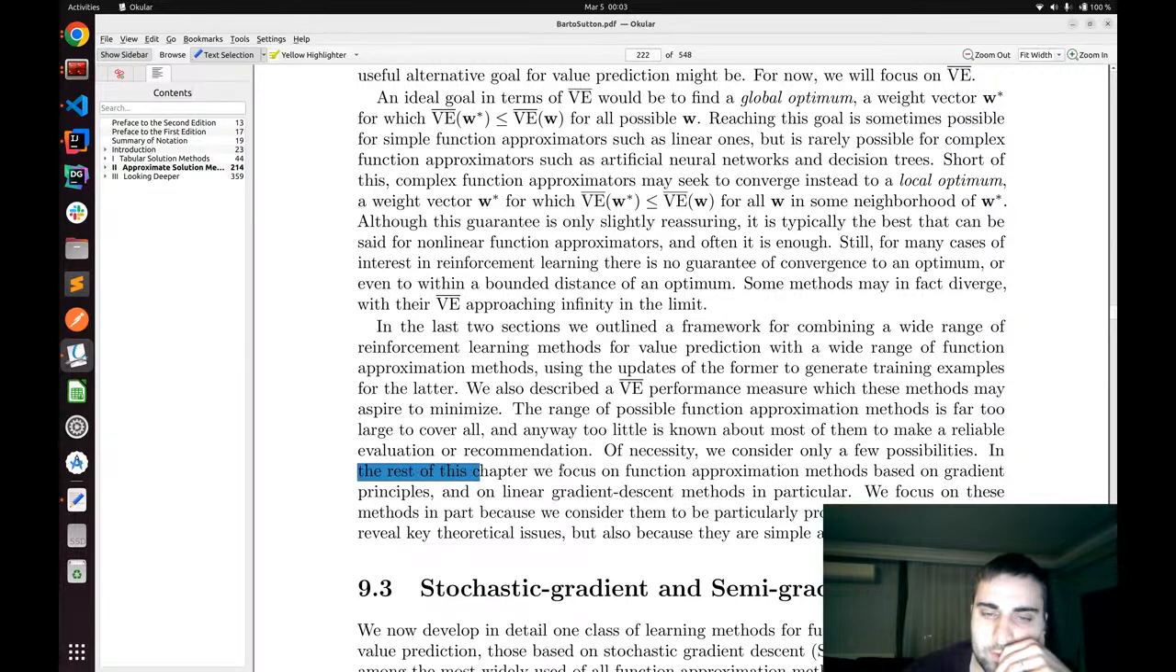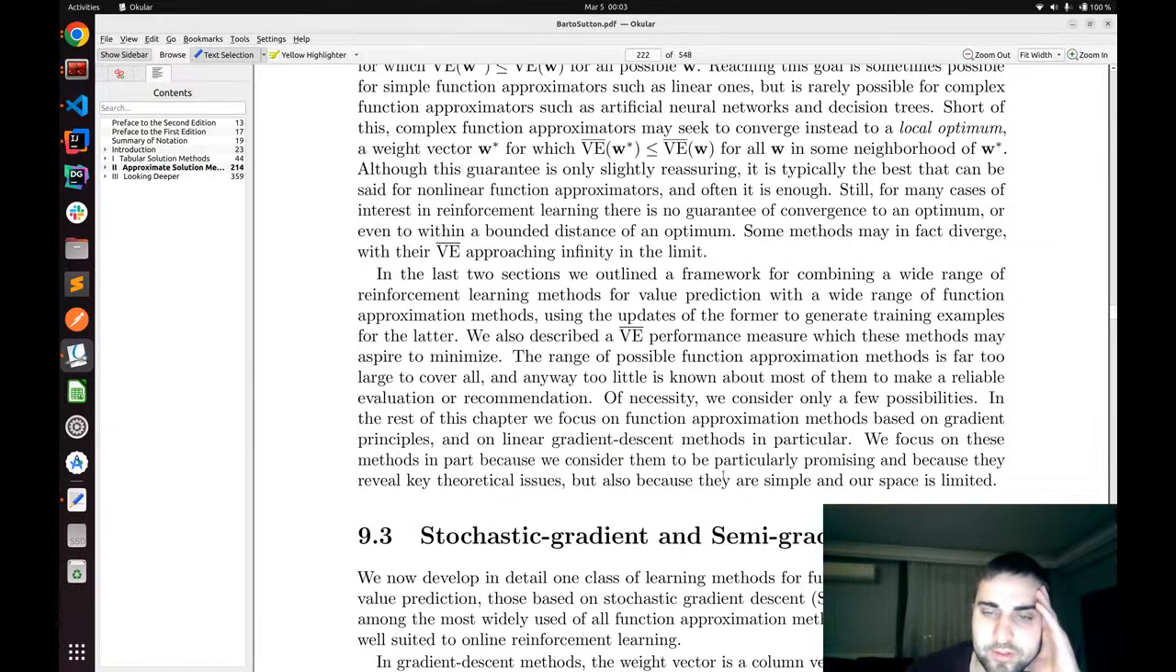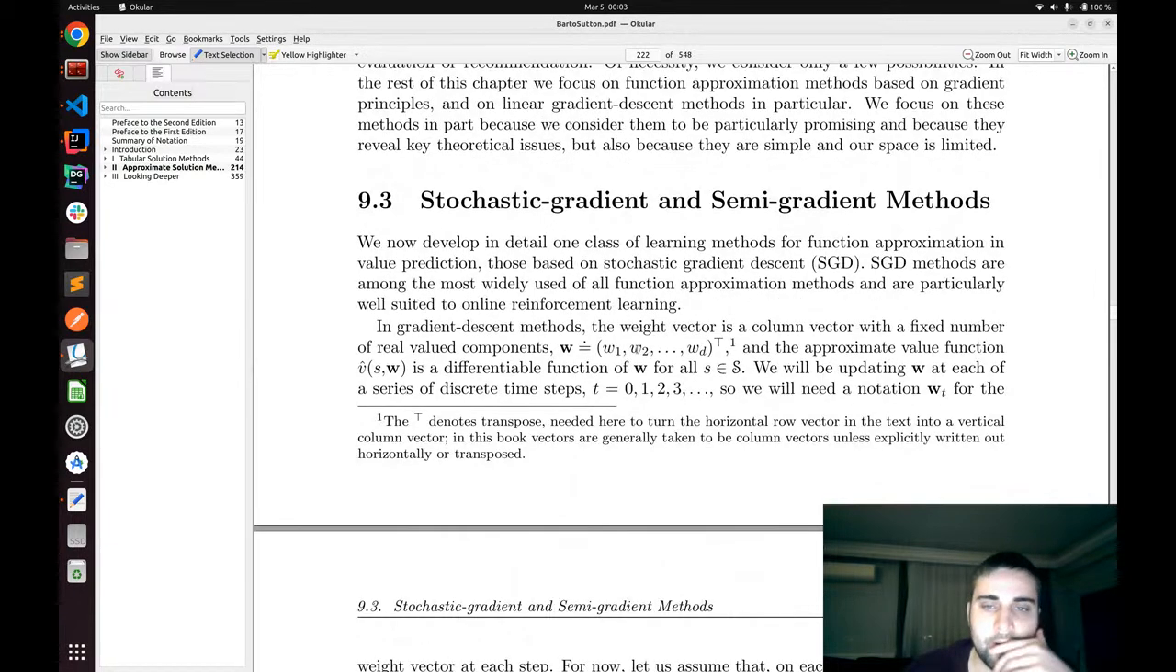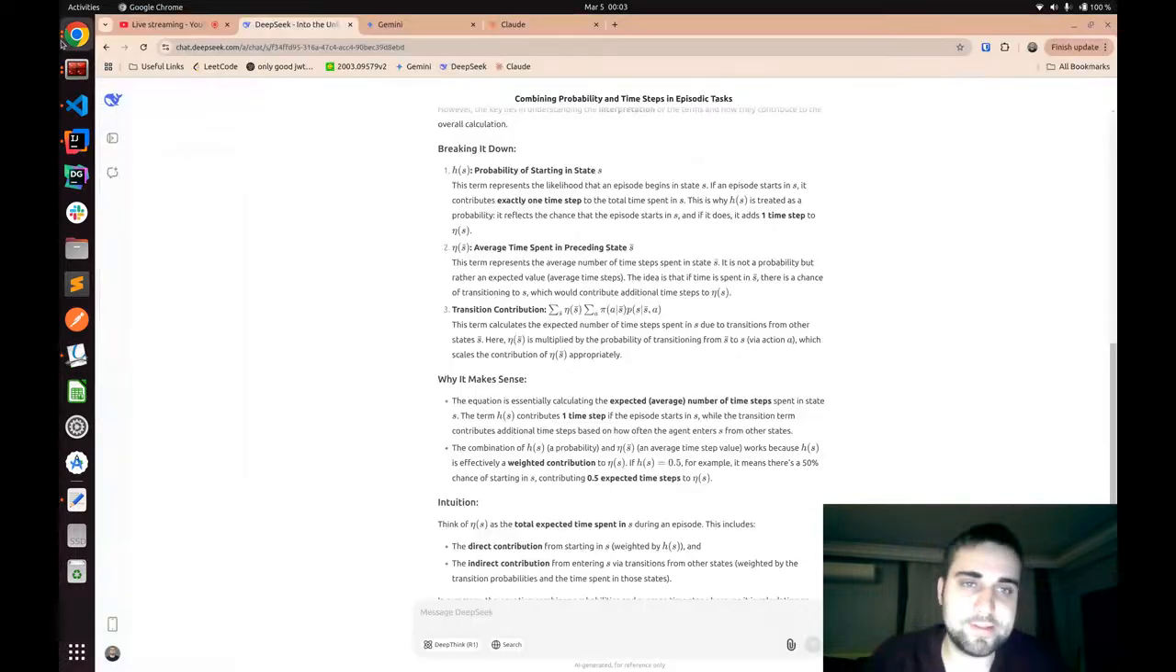In the rest of the chapter, we focus on function approximation methods based on gradient principles, and on linear gradient descent methods in particular. We focus on these methods in part because we consider them particularly promising and because they reveal key theoretical issues, but also because they are simple and our space is limited. Stochastic gradient and semi-gradient methods.